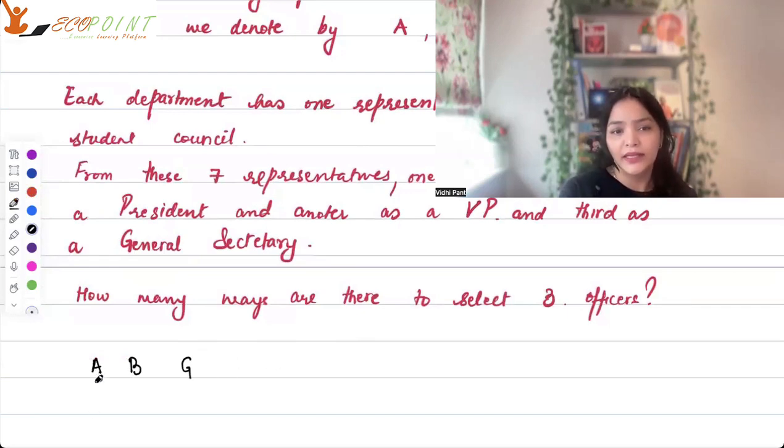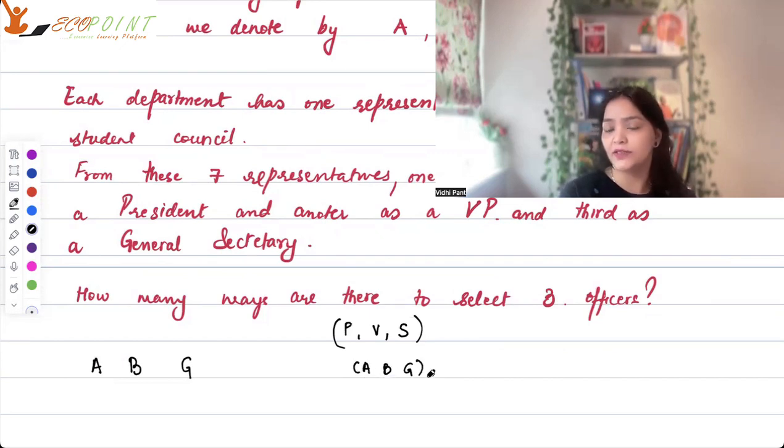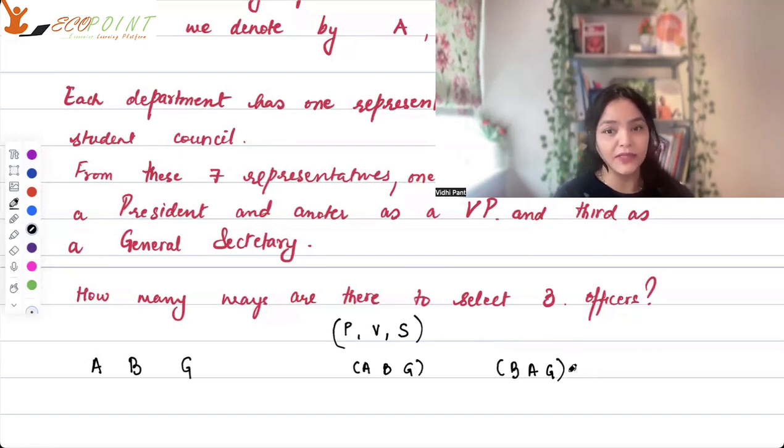Tell me one thing: if I view all my outcomes in the order president, vice president and general secretary, then ABG means A is the president, B is the vice president, and G is the general secretary. On the other hand, if I observe it as BAG, that would mean that B is the president, A is the vice president, G is the secretary, and so on. So what did we understand from here? The first thing we understood is that permutation will matter here.